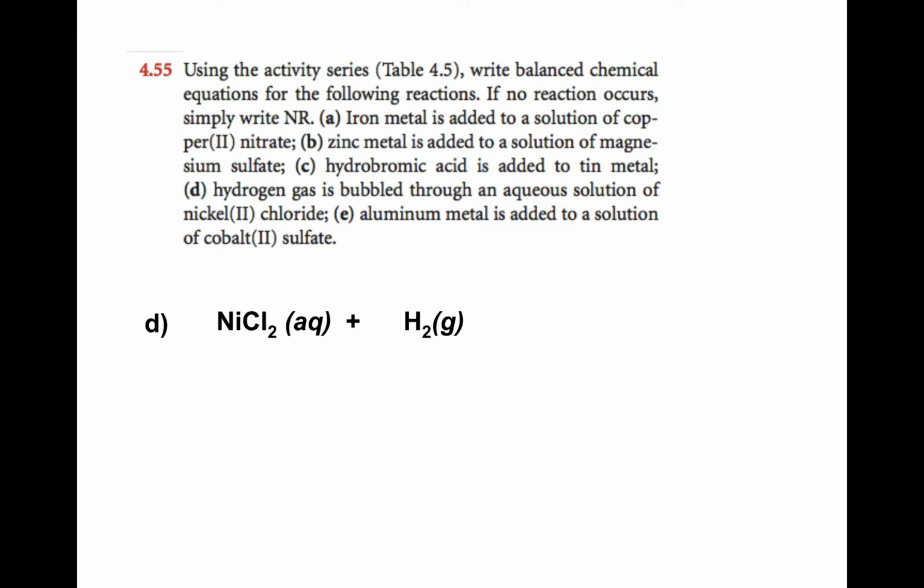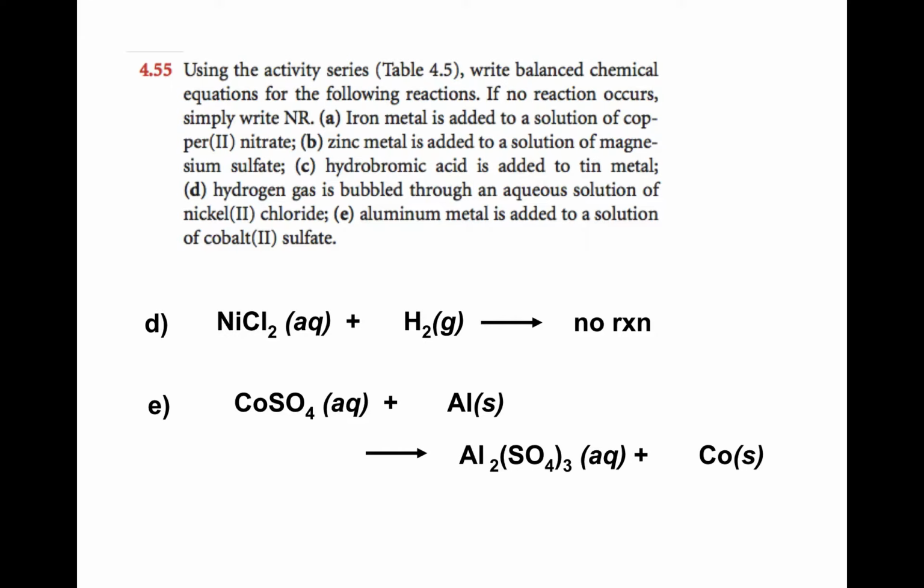Will nickel 2 take electrons away from hydrogen? No. Will cobalt 2+ take electrons away from aluminum? Yes. All right, so aluminum will give up electrons to cobalt 2+ to form aluminum 3+ and cobalt metal. So that's how you use the activity chart. It's a way of checking to see whether the reaction is going to occur or not. Do I have a strong enough oxidizing agent to take electrons away from a reducing agent?